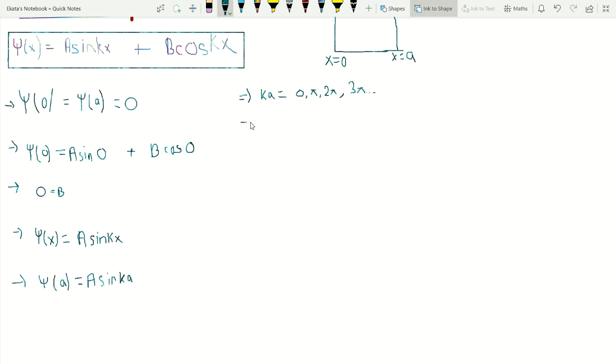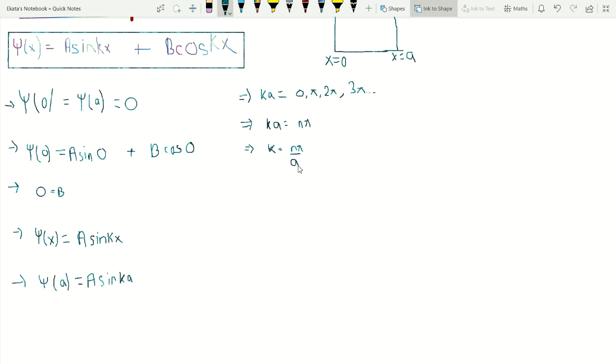So we can write this in a more general form as ka = n pi, where n refers to the principal quantum number. For now, n is any integer. Now you can write this as k = n pi divided by a.